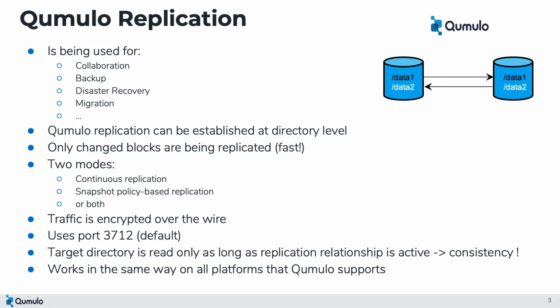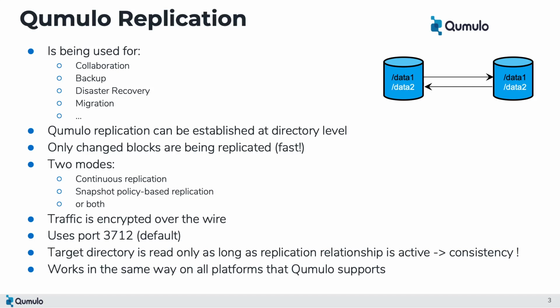We can configure two modes. We can configure continuous replication or a snapshot policy based replication, and we will see both in a minute. Obviously you can also configure both at the same time. The traffic is encrypted over the wire, so that should be considered secure. It uses port 3712 by default. This can be changed. And one thing that we need to mention is that the target directory is read-only as long as the replication relationship is active. That's very important because we want to keep and guarantee consistency in the dataset.